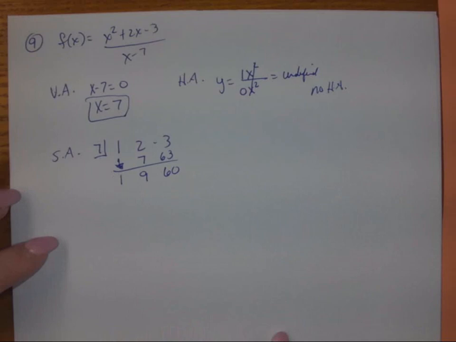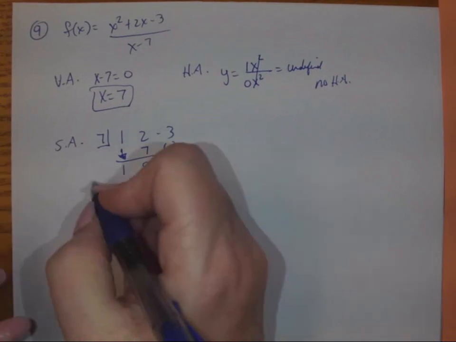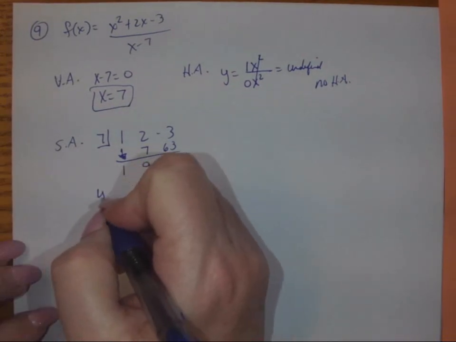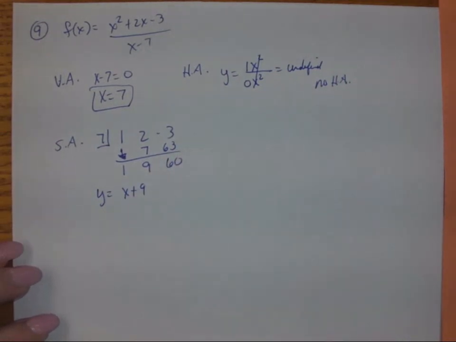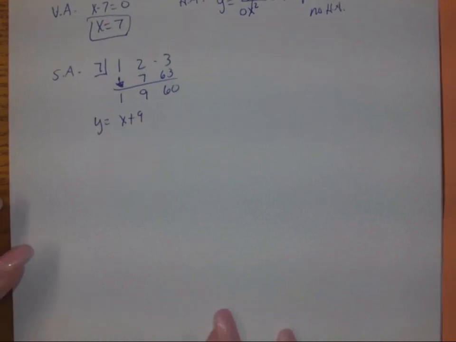On a slant asymptote, we only care about the first 2. So this will become y is equal to, going down a degree, x plus 9. And that would be your slant asymptote. That is all that you need to do.